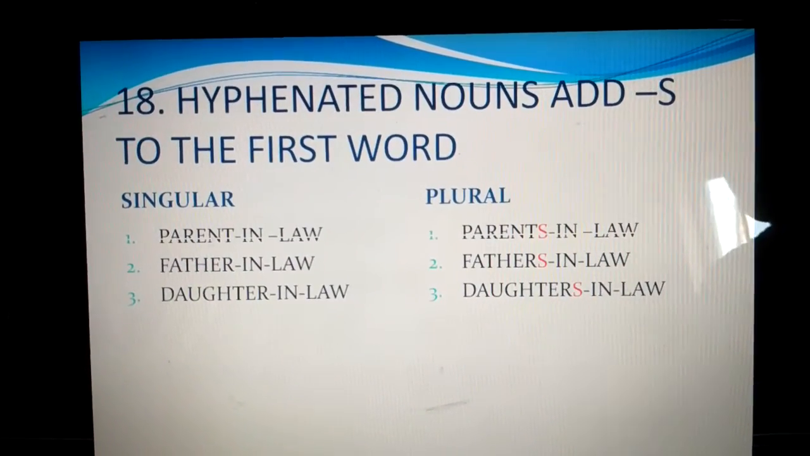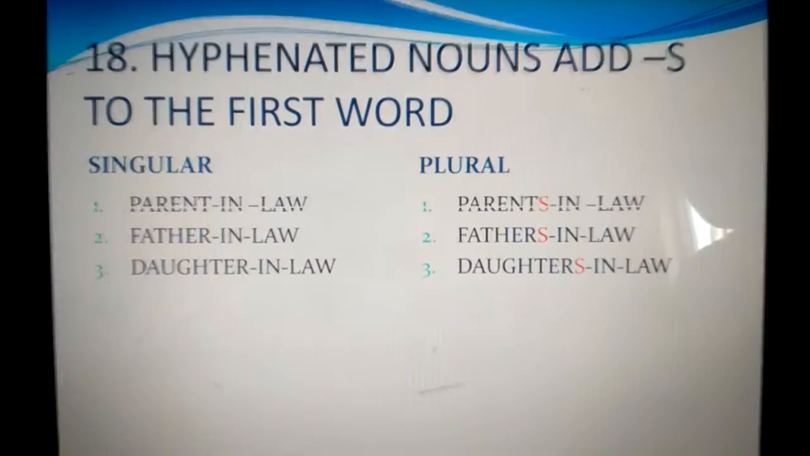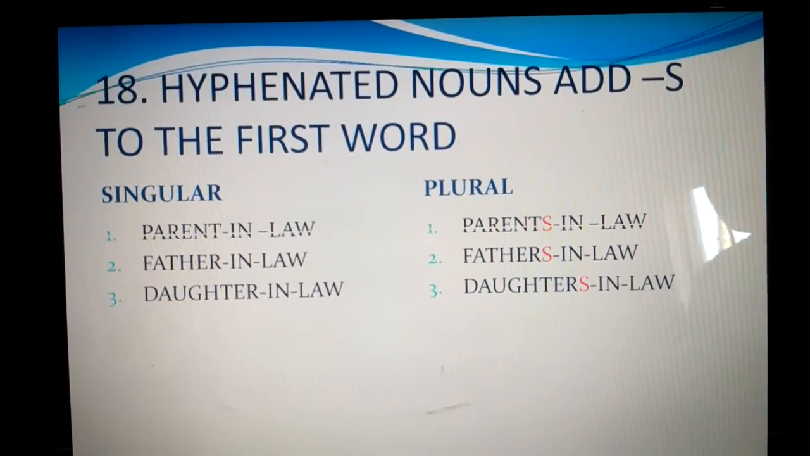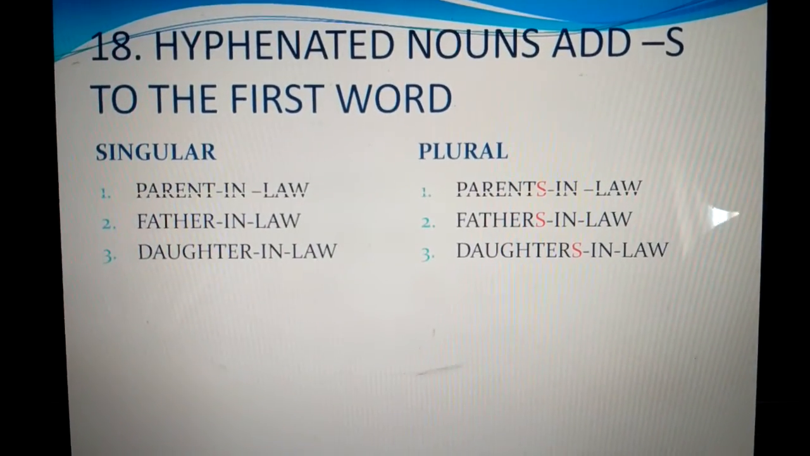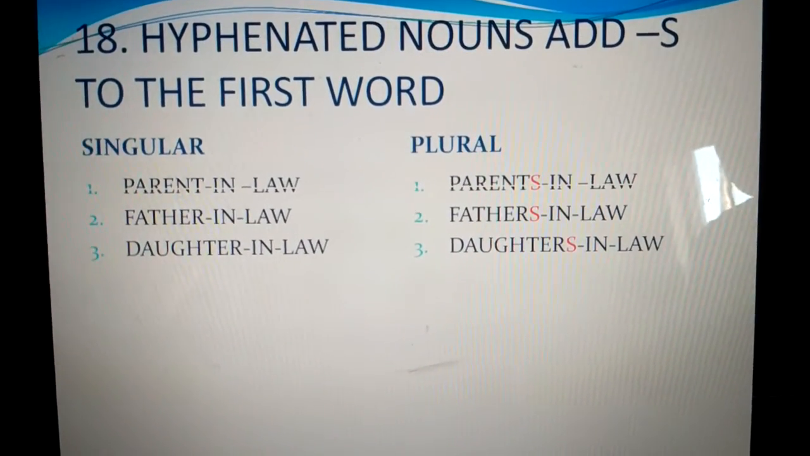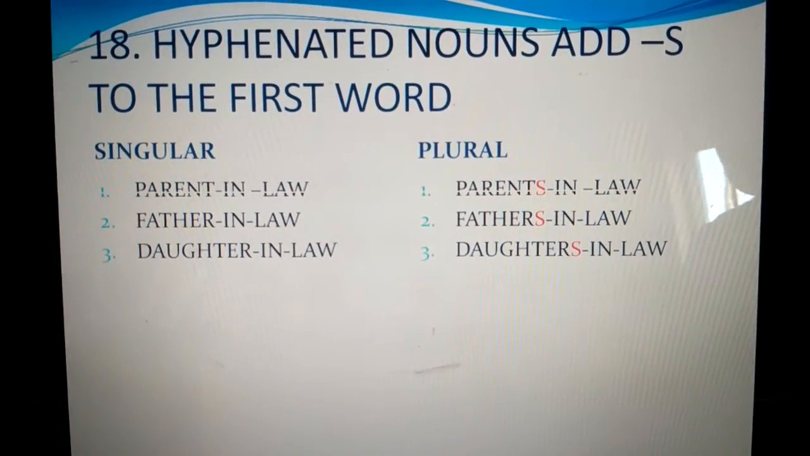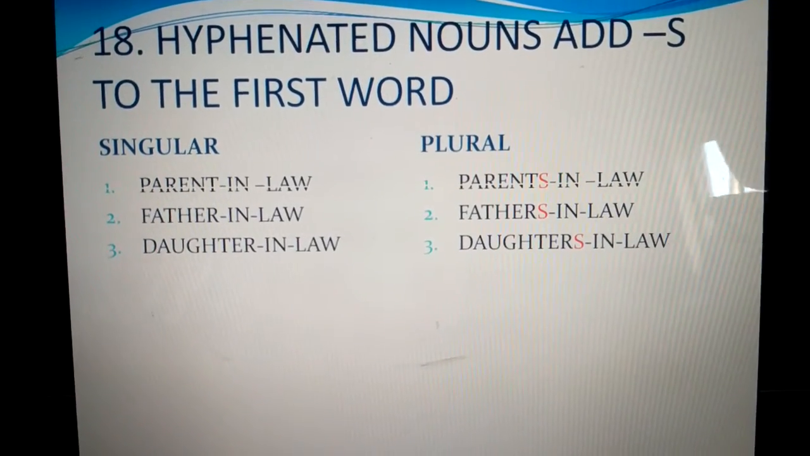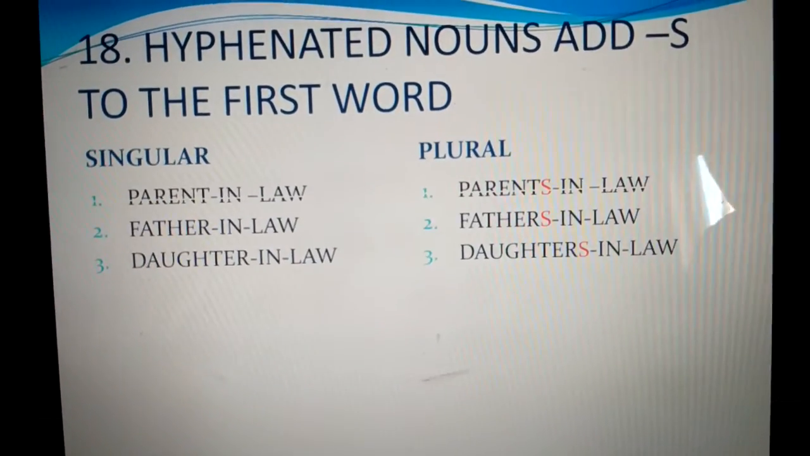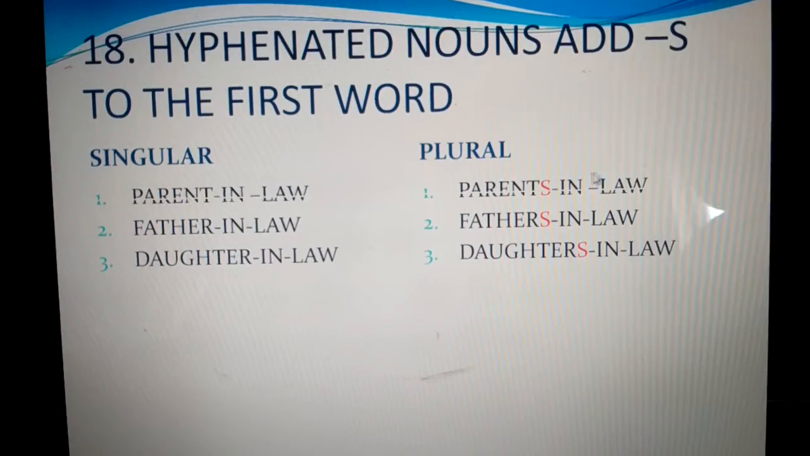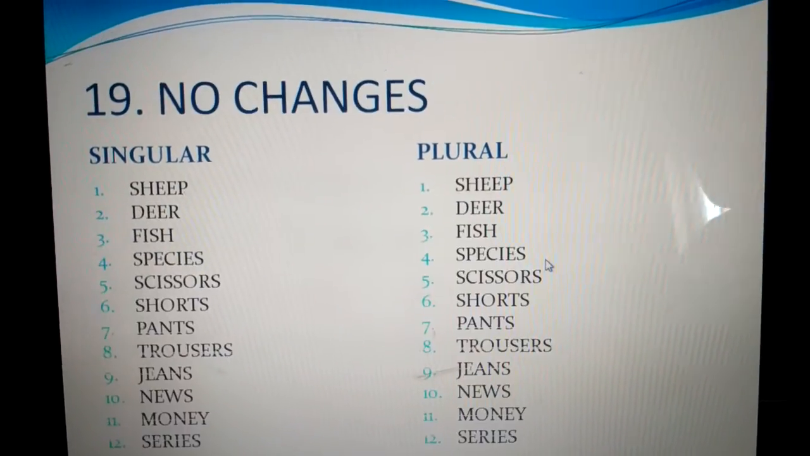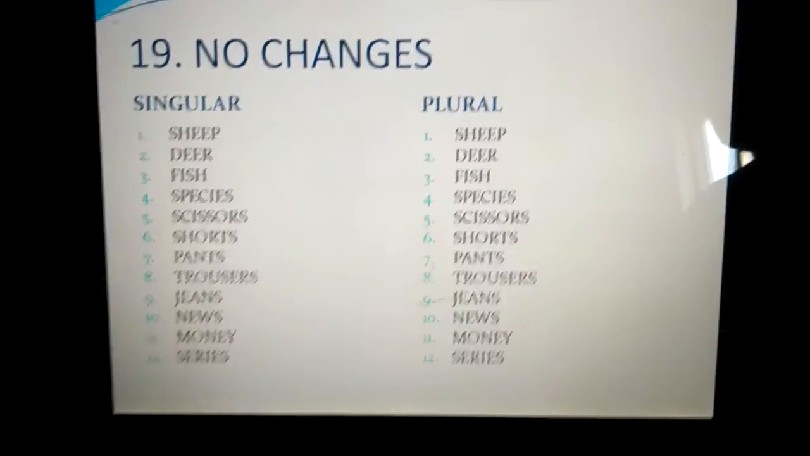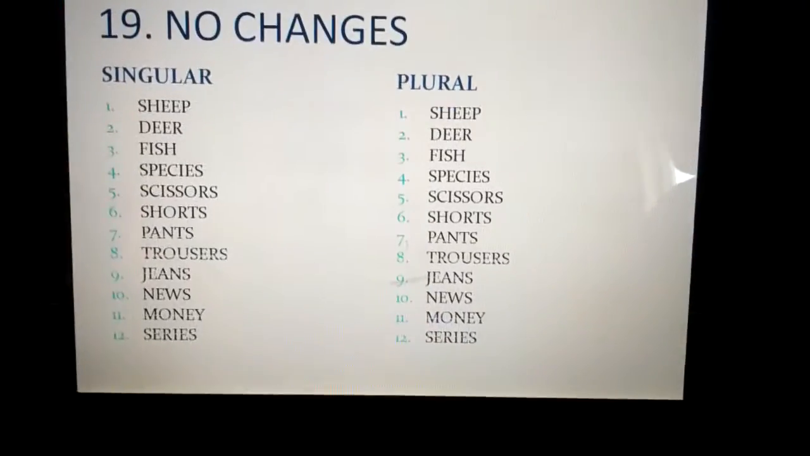Both are correct. Hyphenated nouns add s to the first word. So we add s to the first word. Parent-in-law, it will be parents-in-law. Father-in-law, fathers-in-law. Look at the hyphenated first word, we add s there. Then daughter-in-law, it will be daughters-in-law.